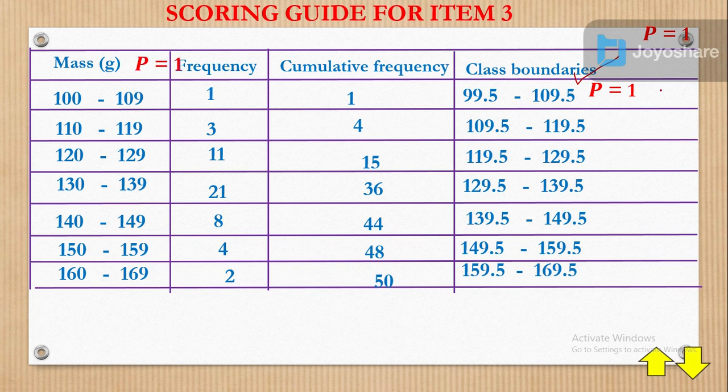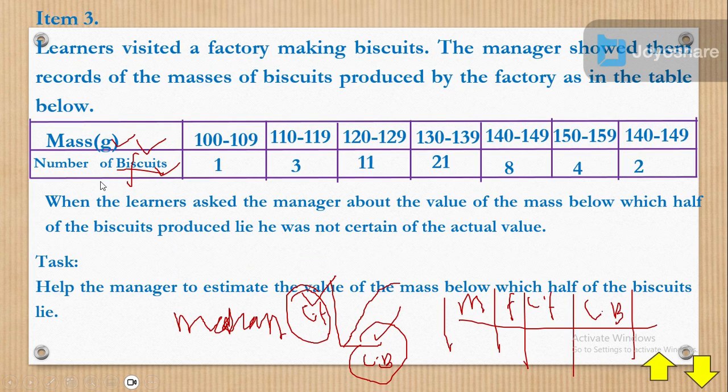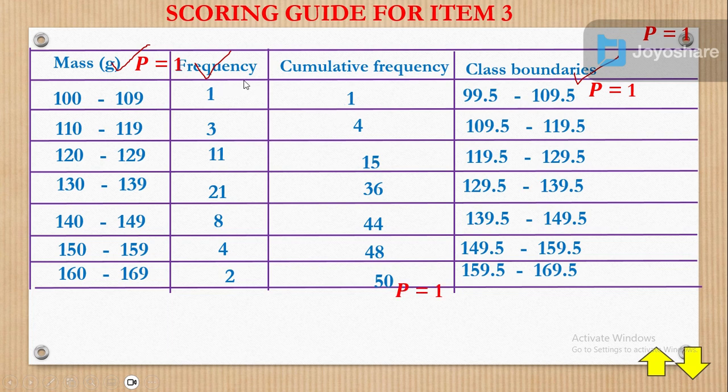Another P is equal to 1 is for a student being able to know that we are going to use, finding the cumulative frequency. In fact, putting the masses and frequencies. Of course, a student has also known that when they said number of biscuits, that can be presented as just frequency in simple terms. Another P is equal to 1 is for cumulative frequency. In fact, it's more like every column here is awarded.